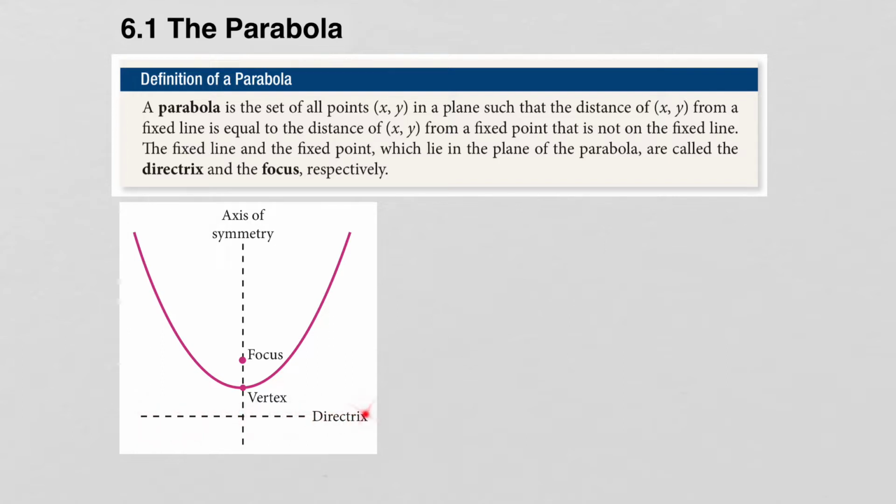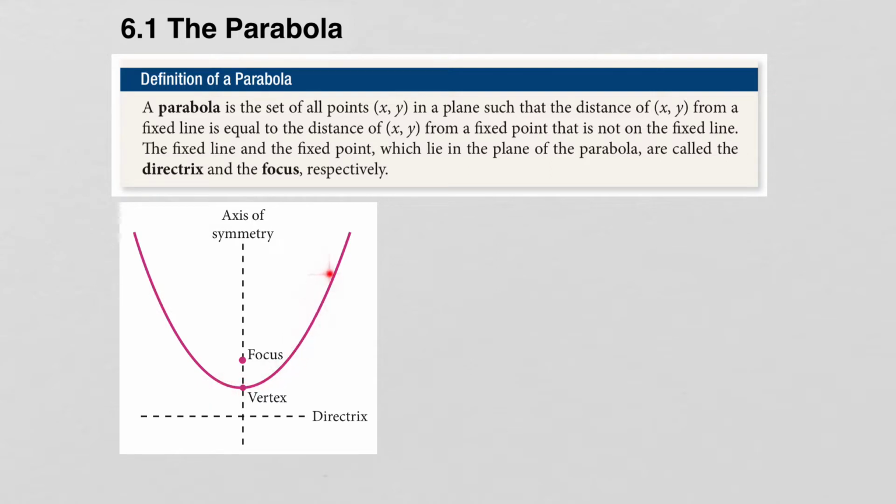Okay, so the basic situation is we have some given line, which would be this line here in the graph, and this line is called the directrix. And then we have a given fixed point, which is what we call the focus. And the parabola is the set of all points which end up making this shape.